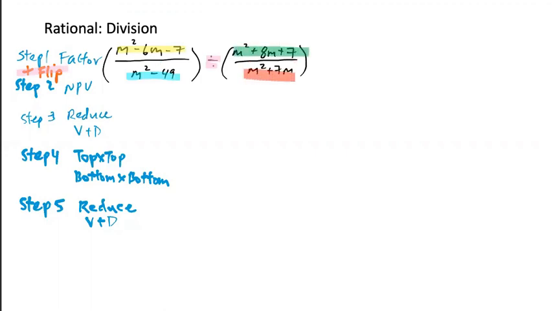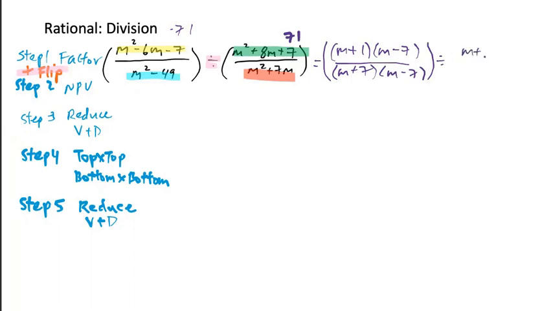And then we can start factoring. So for the yellow, we have 7 and 1, negative 7. So m plus 1 and m minus 7. And for the blue, it is difference of squares. And for the green, we have 7 and 1. So m plus 1 and m plus 7. And for the red, we take out the m. So we have m plus 7. Okay.